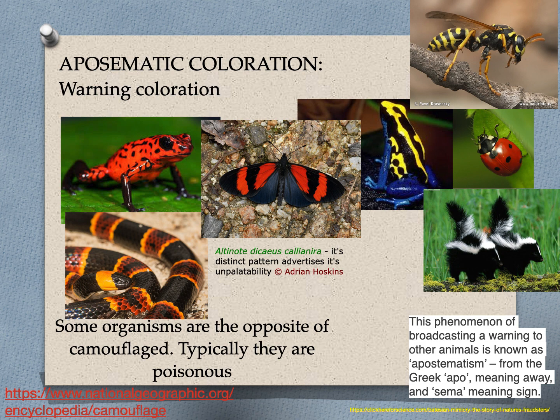And then you have another type of coloration called aposematic. Aposematic is a warning. It comes from the Greek word apo, meaning away, and sema, meaning sign. It's like a sign that says, hey, stay away, I'm bad news. All of these organisms here on this slide are advertising that, hey, you don't want to mess with me, it might not be pleasant for you.